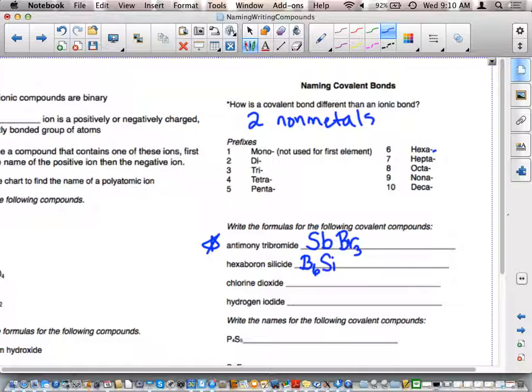Chlorine dioxide. There is no prefix in front of chlorine, so we just write Cl. Dioxide. Oxide represents oxygen. Di means there's 2, the prefix for 2. Okay, try the last one. Hydrogen iodide. Okay, does either one of them have a prefix? No, so that means that hydrogen and iodine, we just write their symbols, HI.